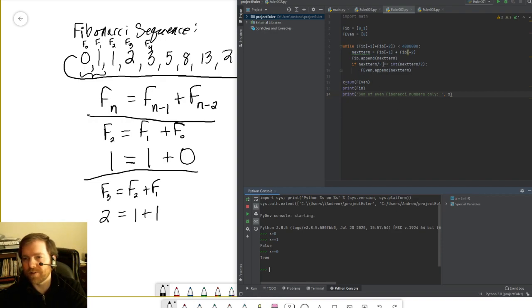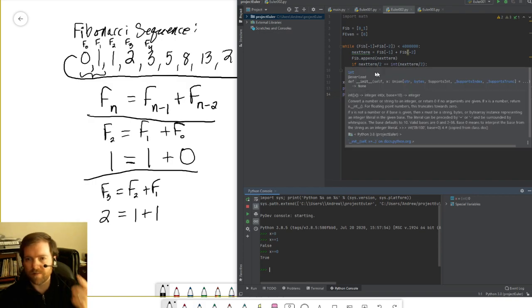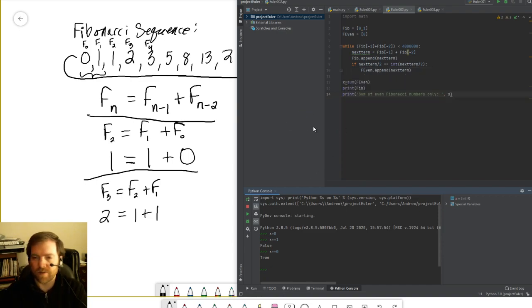So I said, if it's divided by 2, you get the same thing as the floor function divided by 2, then append that particular term to the even thing. And then sum up all the evens, print the Fibonacci sequence, and then print the sum.